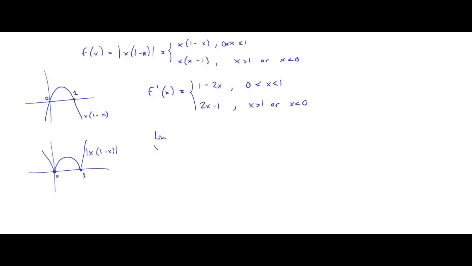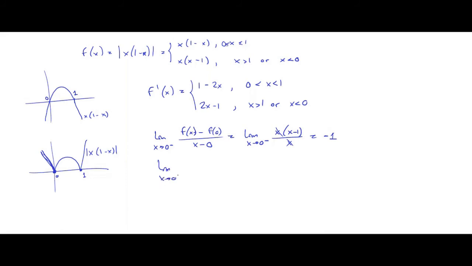So the limit when x goes to 0 from the left of f of x minus f of 0, divided by x minus 0. From the left, f of x is going to be this, so this is the limit when x goes to 0 from the left of x times x minus 1, f at 0 is 0, divided by x. The x cancels out, and this x minus 1, when x goes to 0, is minus 1. You see that when you go from the left, the slope is negative 1.